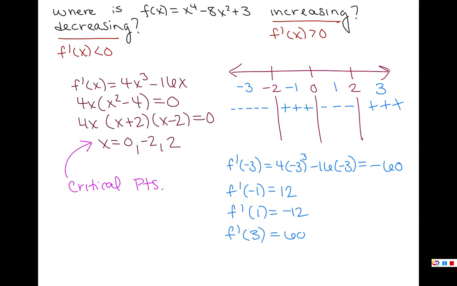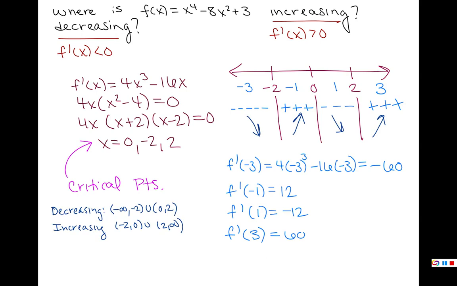And then finally, we can just look at our table to answer the question. The function is going to be increasing anywhere you see plus signs and decreasing anywhere you see the minus signs. So I would say this function is decreasing from -infinity to -2 and from 0 to 2. The function would be increasing from -2 to 0 or 2 to infinity. All right, so that's my process for determining where a function is increasing and where it is decreasing.